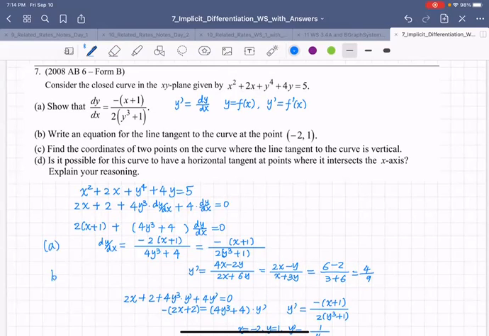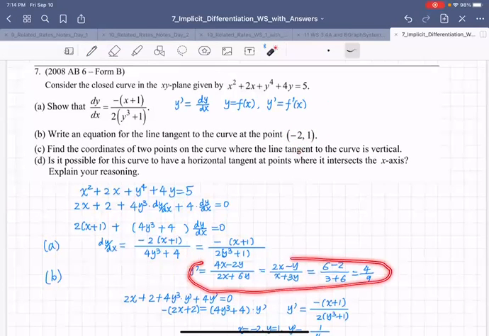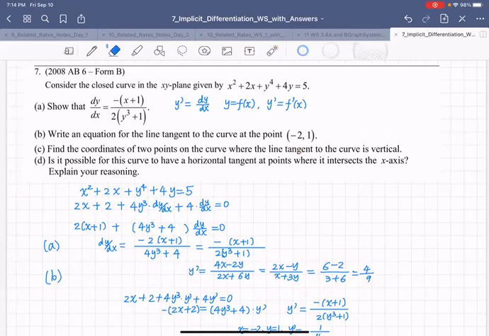Part B. In part B, they ask you for the tangent line to the curve at this point. This point's x, y value is given, right? So we are going to plug in to check how much the y prime is.